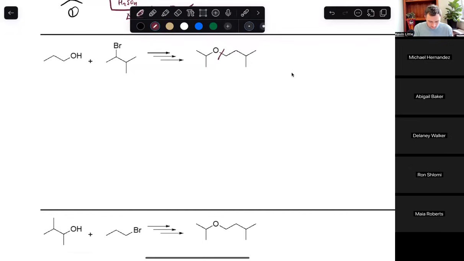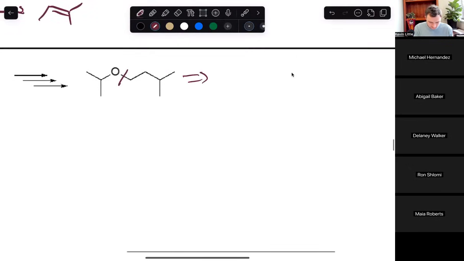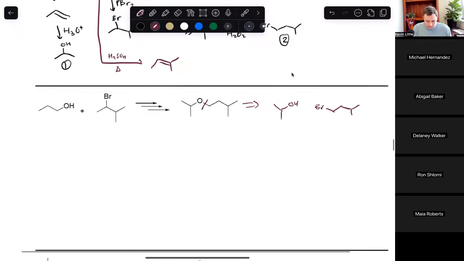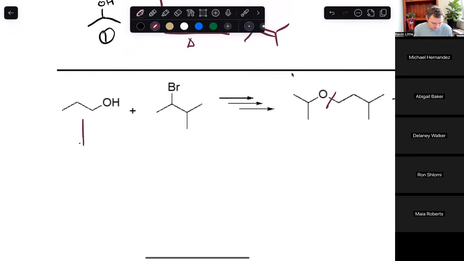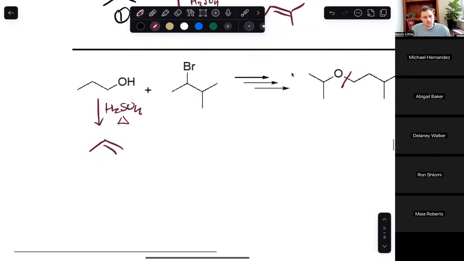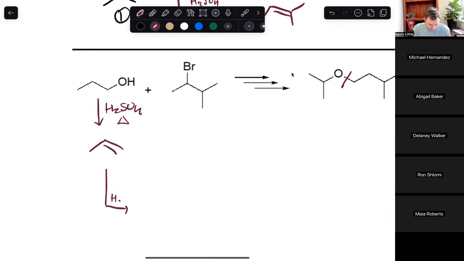Here, again, I'm making that cut. So I have this alcohol. We actually have the same targets for this one. So I've got to make one. I've got to make it out of this. So likewise, in this one, I can use H2SO4 and heat to get me that double bond. And then again, Markovnikov OH addition to get here.